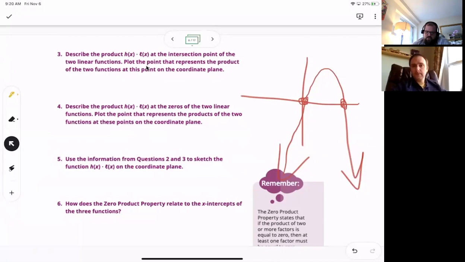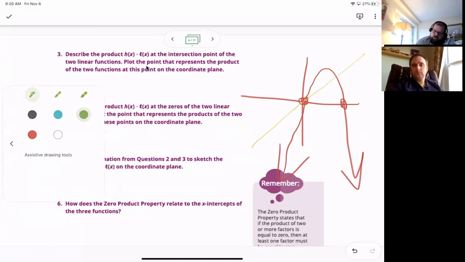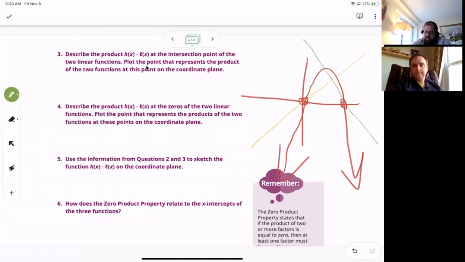Here we have three functions, one of which looked like the parabola that we drew. One was a line going roughly like that, and one was a line going roughly like this. Since the parabola was the product of these two lines, and there were places that the lines themselves were 0, those are also going to be zeros on the parabola because one of the things being multiplied is 0, so the answer has to be 0.